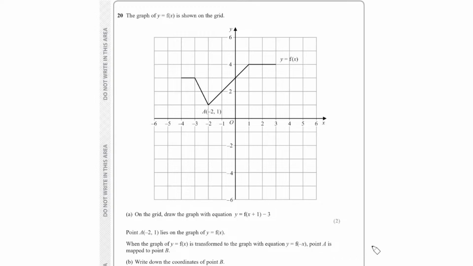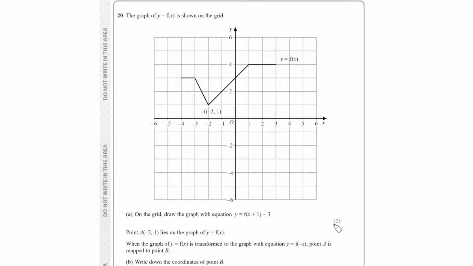Okay, we've got some graph transformations now for question 20. The graph of y equals f of x is shown on the grid. They've given you one set of coordinates, but you can see the exact points there as well. Part A, on the grid, draw the graph of with equation y equals f of x plus 1 in the brackets minus 3. Now, this one you just have to memorize what it means.